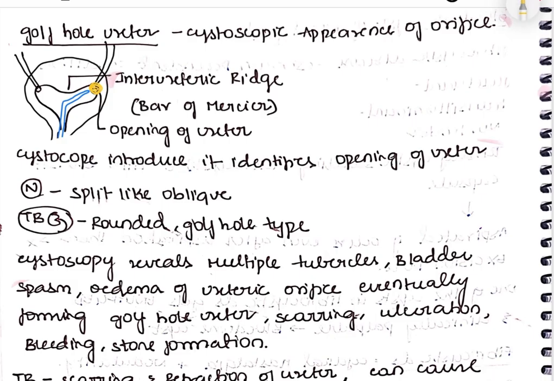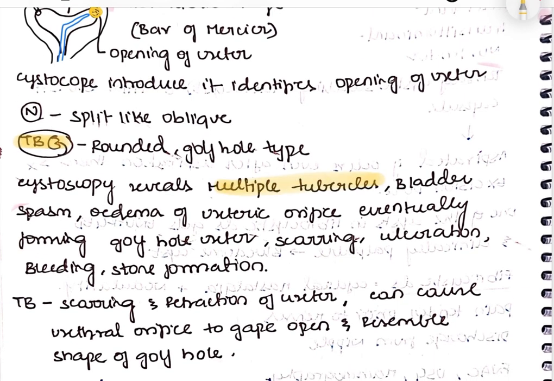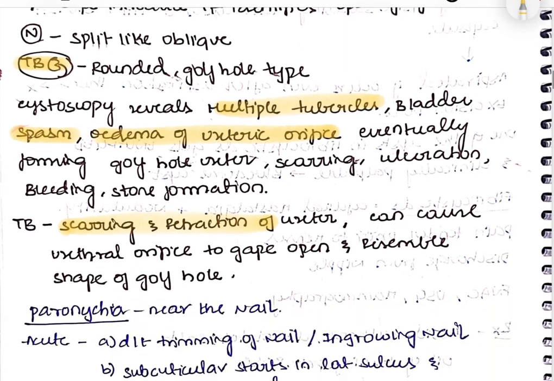So the main point you have to remember is this golf hole ureter is a cystoscopic finding which is seen in case of TB of kidney. Why does this occur? It is because of multiple tubercles in case of TB, which cause this bladder spasm and edema of the ureteric orifice, which eventually causes scarring and the retraction, which will lead to the formation of golf hole type or the rounded ureteric opening. So that is about it.